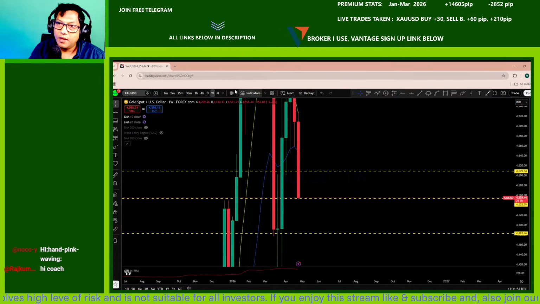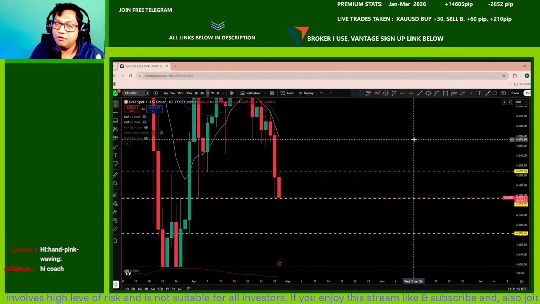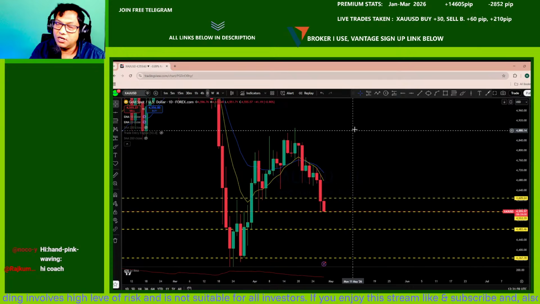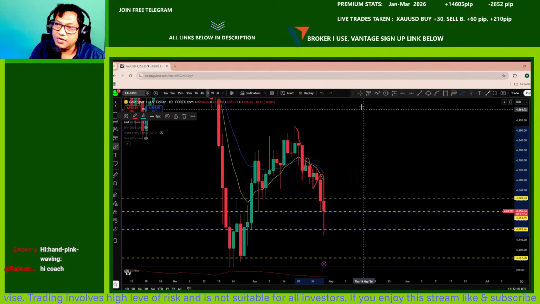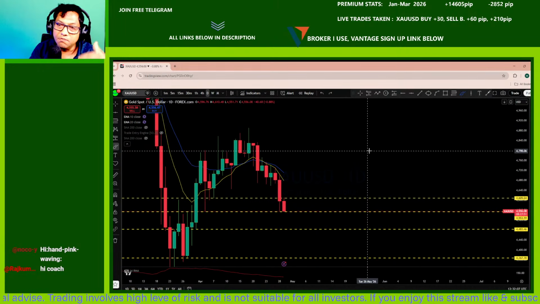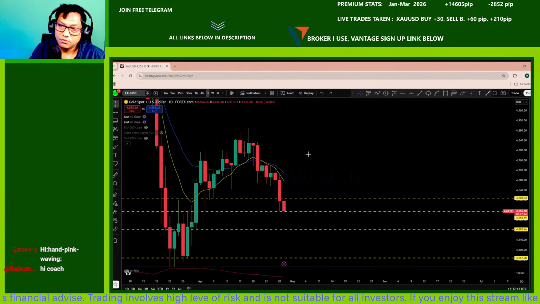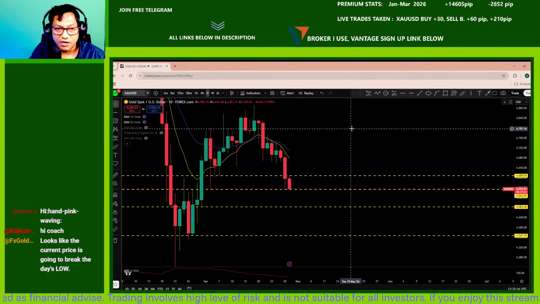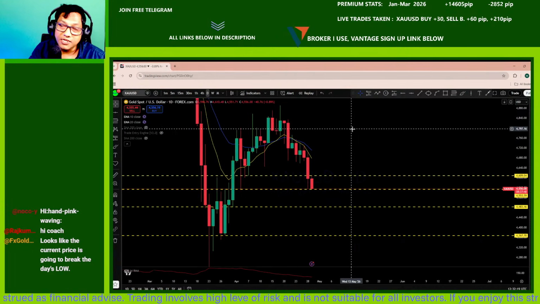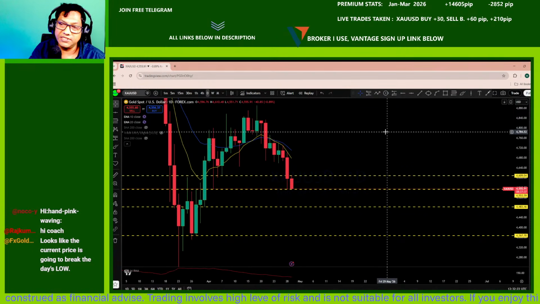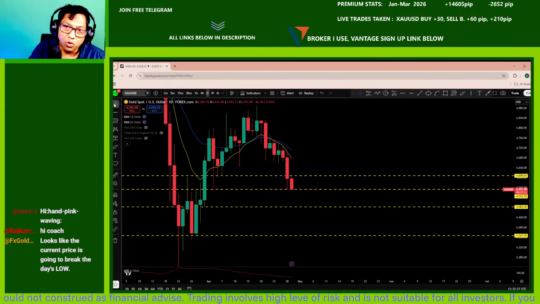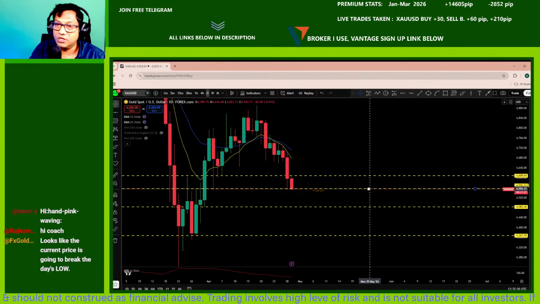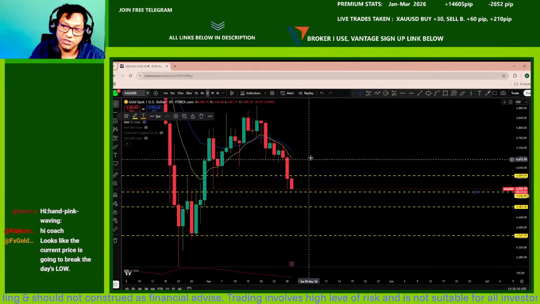And that being said, if we look at the daily price action, this is the daily market structure: drop, pullback, another drop, pullback. So the market is maintaining this downtrending market structure. It looks like the current price is going to break the daily low. I think so. There is a very high chance that the market could break this low that you can see. This is the previous level of resistance, which is turning into support here.